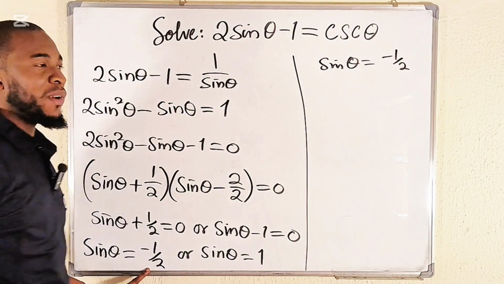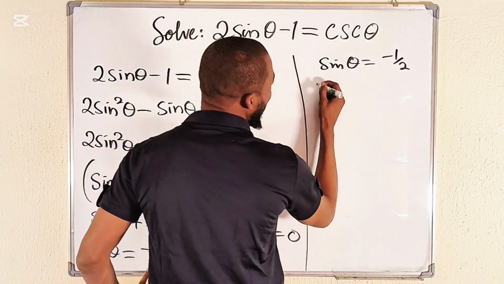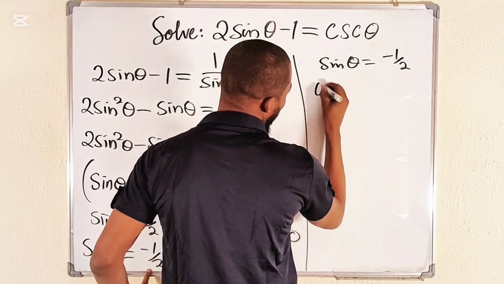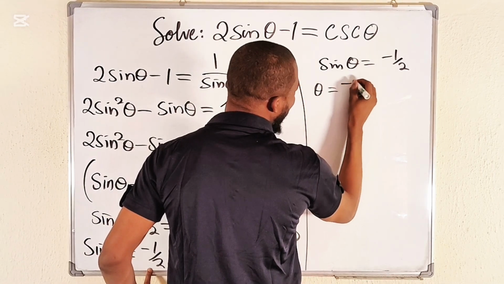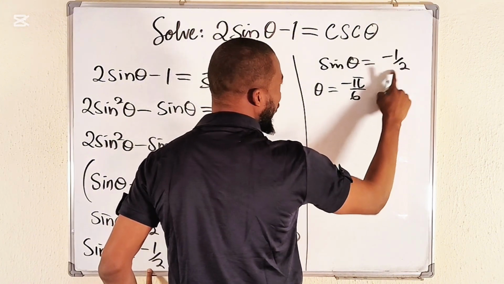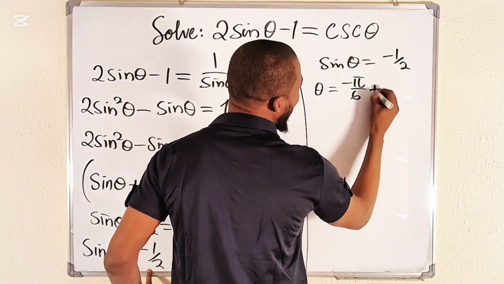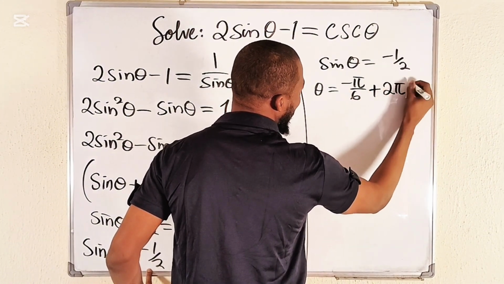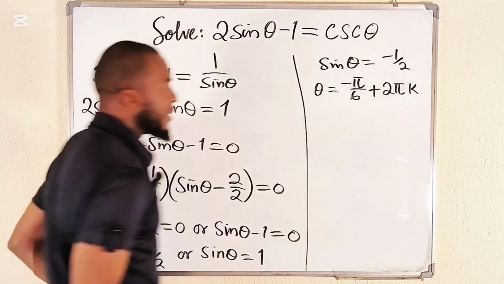If you take sine inverse of both sides, you have theta equal to negative pi divided by 6, because sine inverse of negative 1 over 2 will give us this. Always add multiples of 2 pi. This is your first solution.